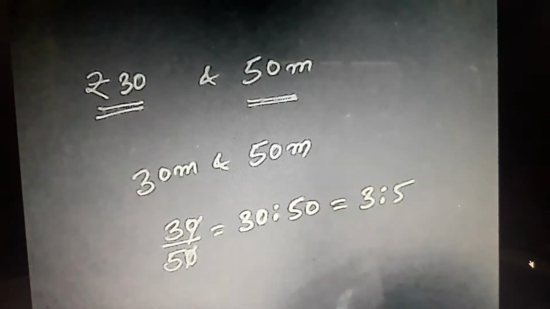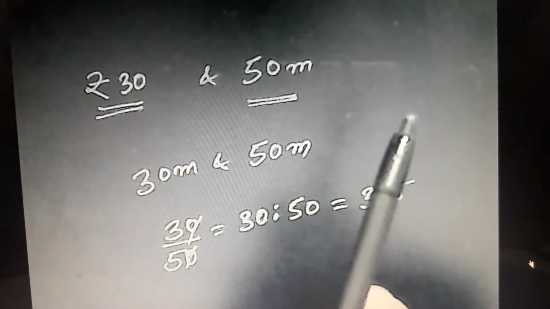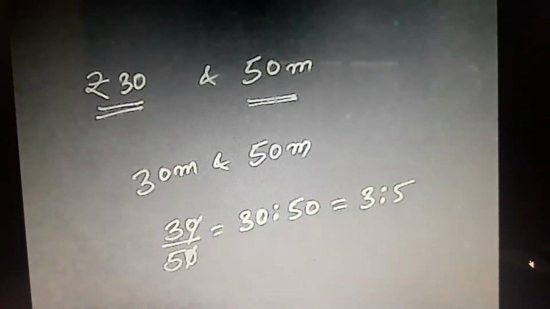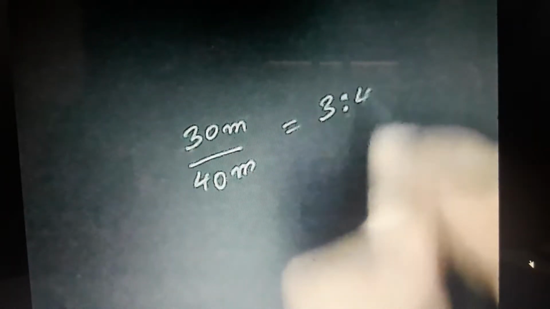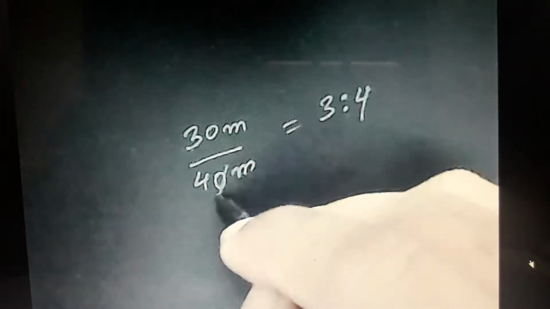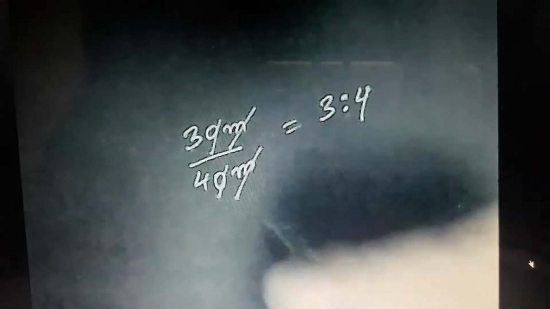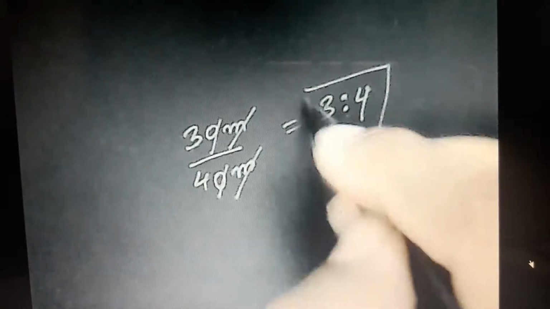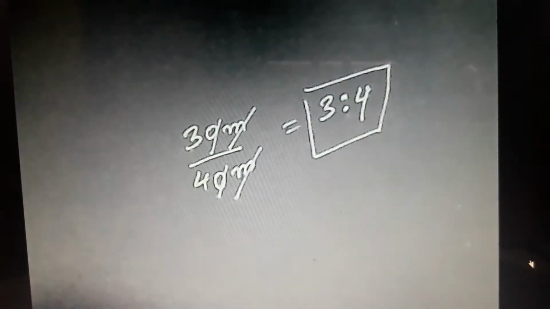Okay? Next point: a ratio has no unit. That means if you have 30 meters upon 40 meters, technically it is 3 is to 4. We can cancel out the zeros, and in the same manner we can cancel out the units also. So the output is just 3 is to 4. Okay?